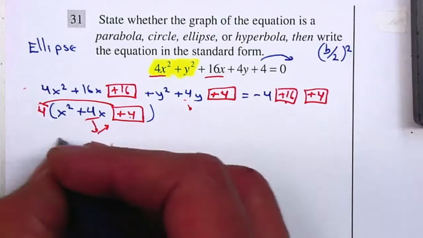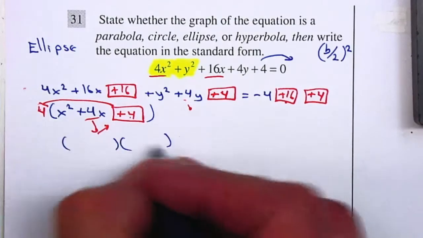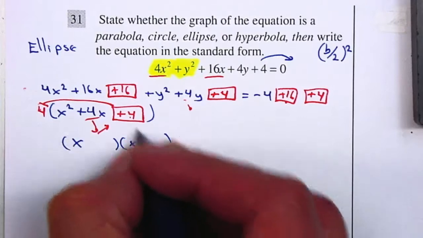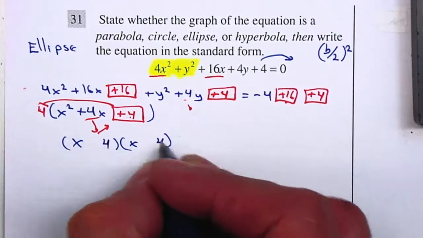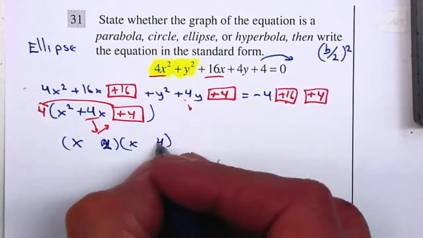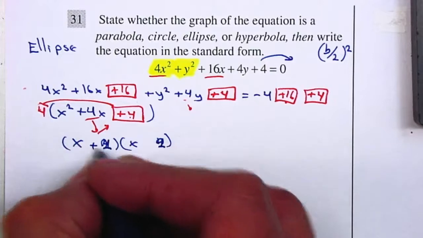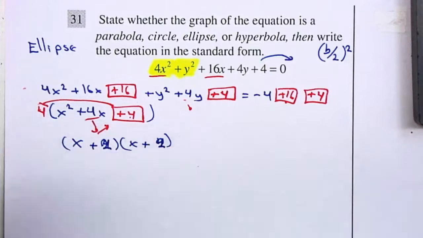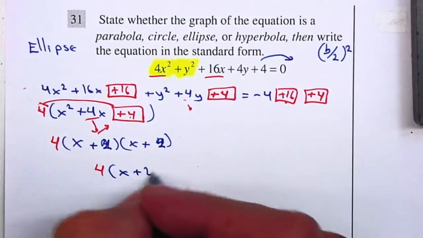And now I can factor this out. So I use the double parenthesis, factors of x squared are x and x, factors of 4 are 2 and 2. And they both should be positive. So they add up to a positive 4x. And I still have my 4 out front. They both are exactly the same. So I have a 4, and I'm going to rewrite them as x plus 2 squared.